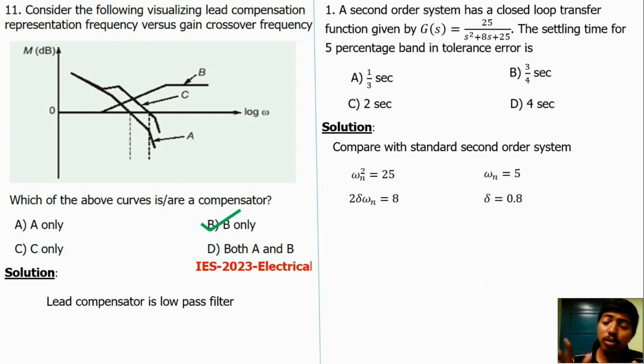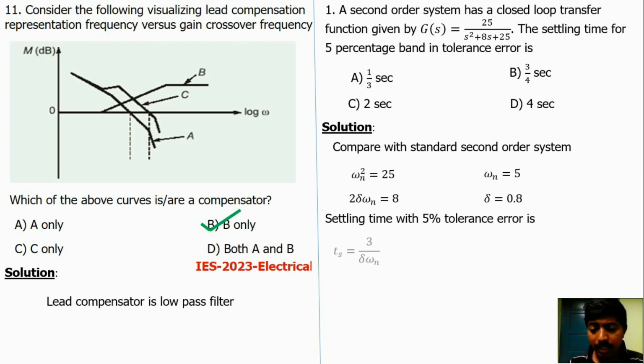So del value and omega n value are known. The settling time formula for the 5% error: Ts equal to 3 by del omega n. So substitute del and omega n value, directly we can find the settling time. So we can get the answer as 3 by 4. So option B is correct.